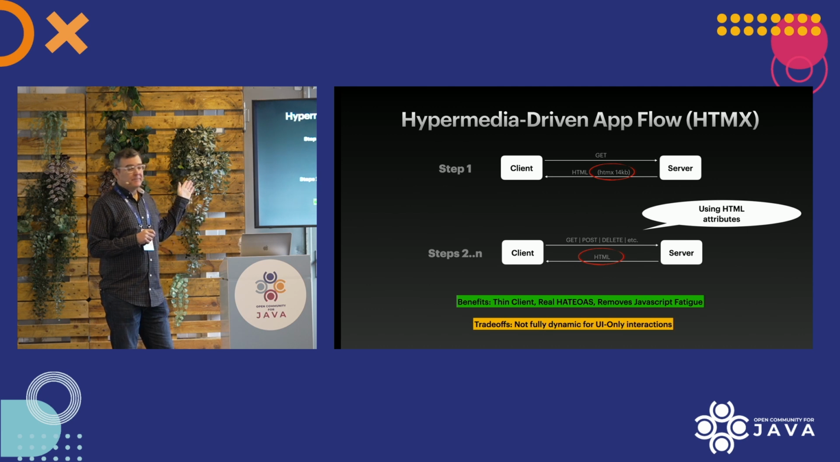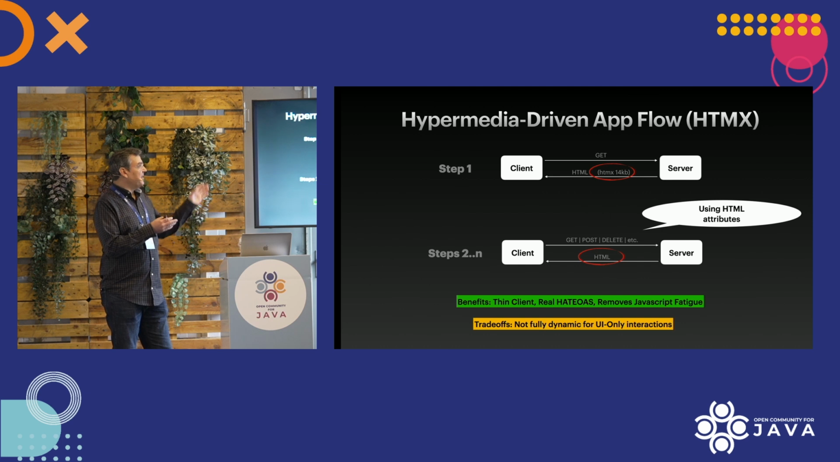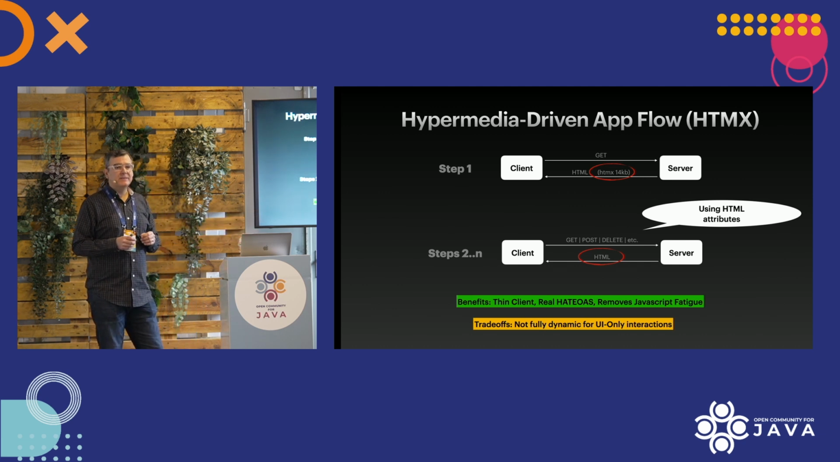And then from steps 2 through N, again, client and server keep on communicating, but with HTML, not with JSON, which is hypermedia. Now, the benefits of this approach is that it is a thin client. As you can see, it's not a huge bundle. It is real HATEOAS, hypermedia driven, and then removes JavaScript fatigue, because like I mentioned, in many scenarios, you don't have to write a single line of JavaScript code. The trade-off is it's not for everything, right? So if you have an application that requires a lot of UI-only interactions, this is not the use case for HTMX.